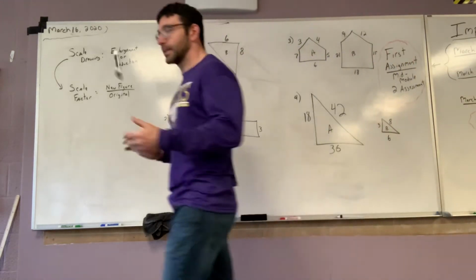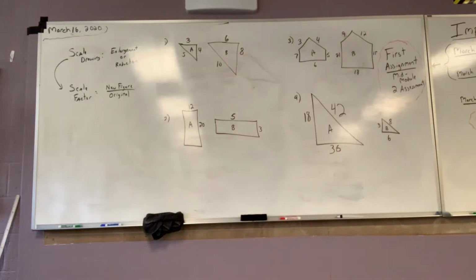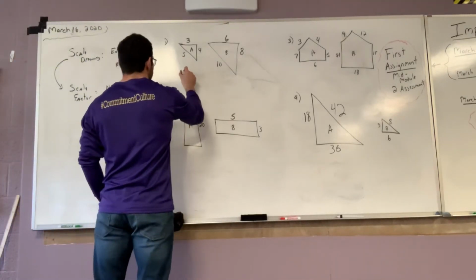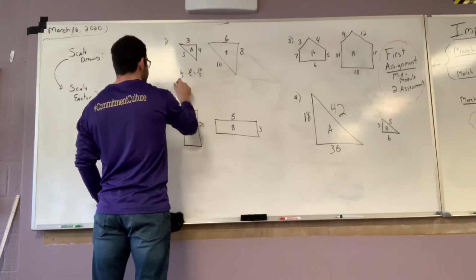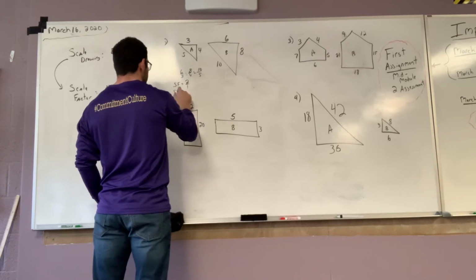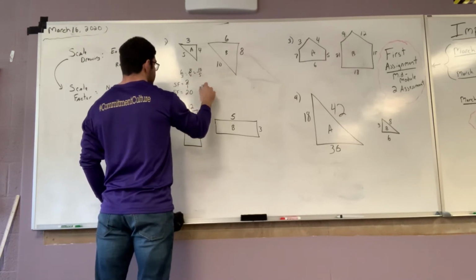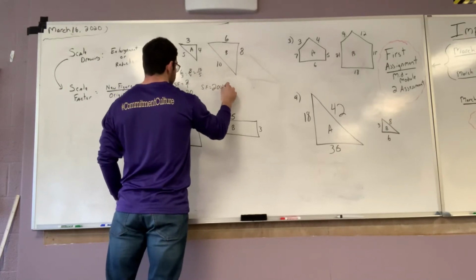Okay, finding the scale factor, find them as decimals, a fraction, and as a percent. Okay, so if A is always my original, set up your proportions. 6 divided by 3, 8 divided by 4, 10 divided by 5. So my scale factor as a fraction is 2 divided by 1. My scale factor as a decimal is 2.0. My scale factor as a percent is 200%.